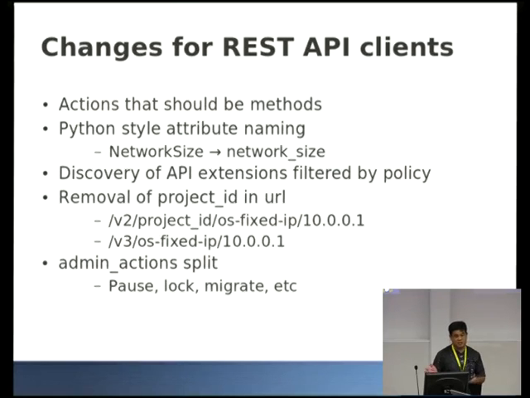So there's a few other cases where actions in the REST should have been methods instead. They've been fixed. Using snake case consistently through the API rather than a mix of the two. You can now filter what extensions are visible to clients through policy. We've removed the project ID from the URLs that you specify to Nova because it's in the auth token which you pass to Nova anyway, so it's redundant.